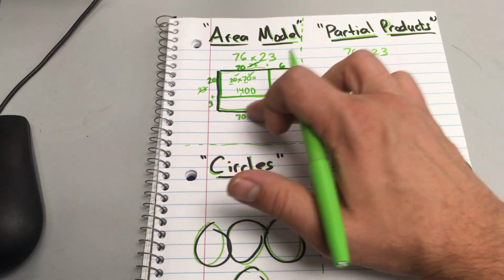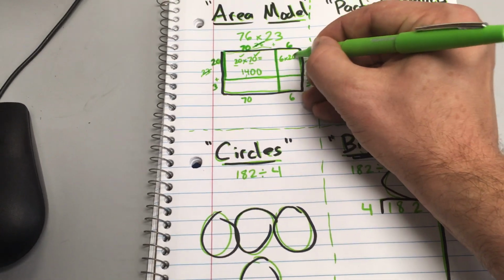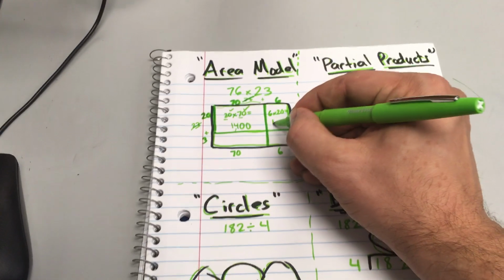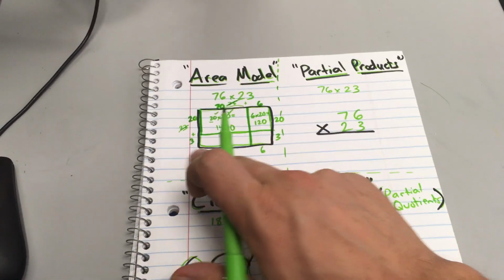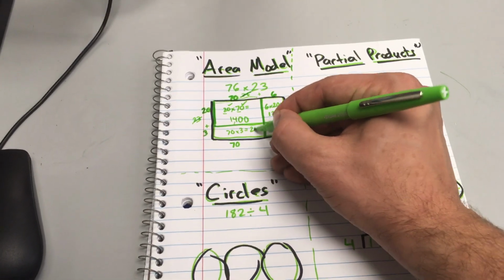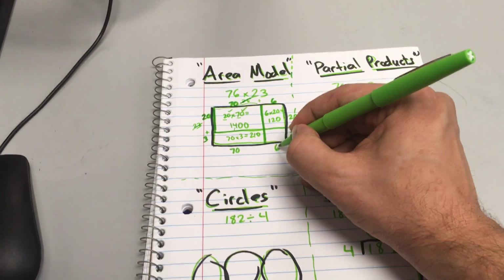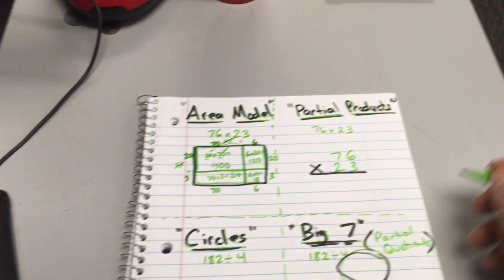My next partial product, I can go in any of these 3 boxes. I'm going to go with the 6 times 20. I'm going to go a little bit quicker through this. So 6 times 20 would be 120. And 70 times 3 is 210. Last box, 6 times 3, length times width, equals 18.